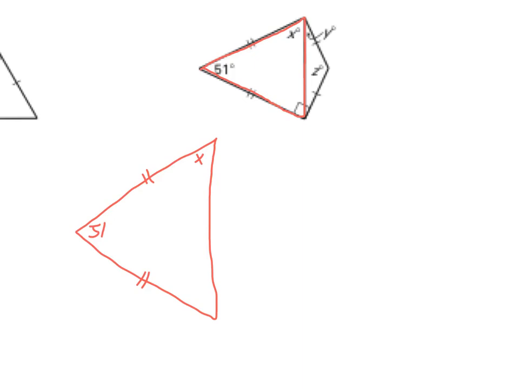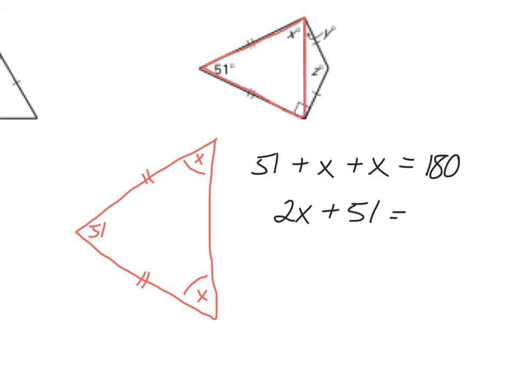Well, I can use the base angles theorem because I know I'm dealing with an isosceles triangle, which tells me that both of these base angles are going to have the same measurement. Both of them are going to measure x, whatever x is. From there, I know all three of my angles are going to add up to 180. So we have 51 plus x plus x. We'll clean that up a little bit. I end up with 2x plus 51 equals 180.